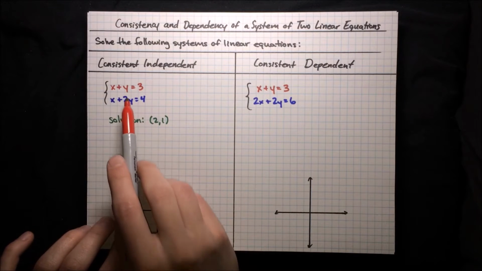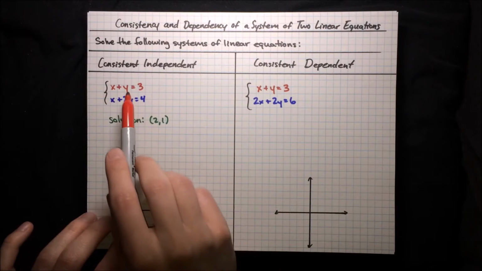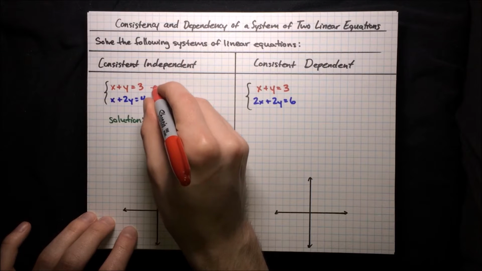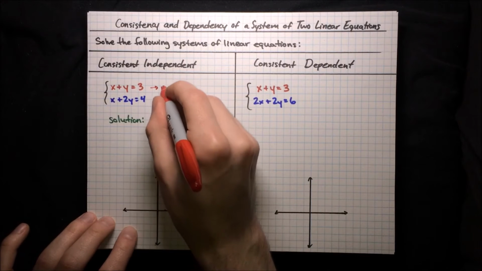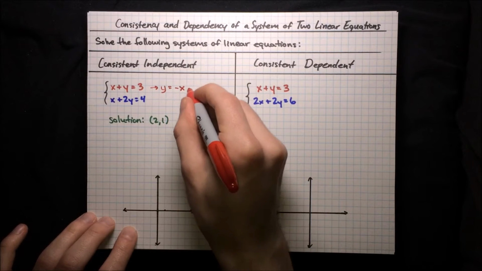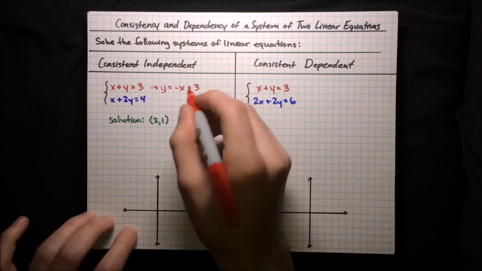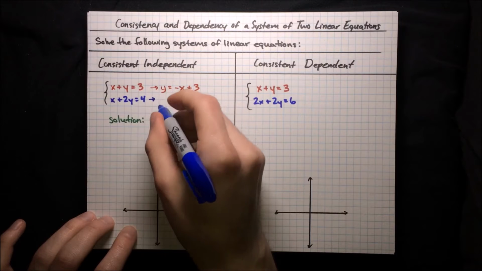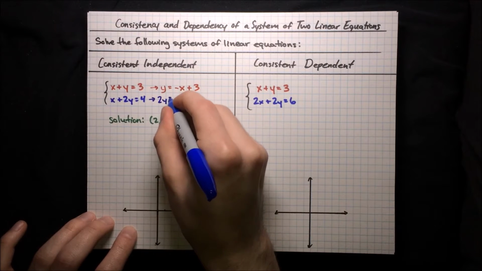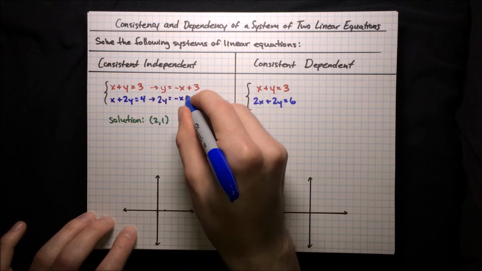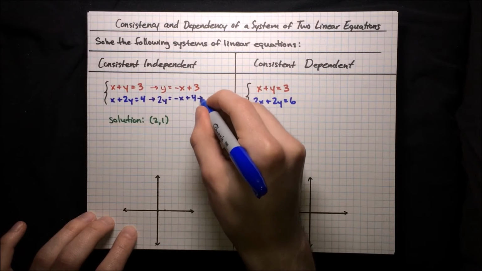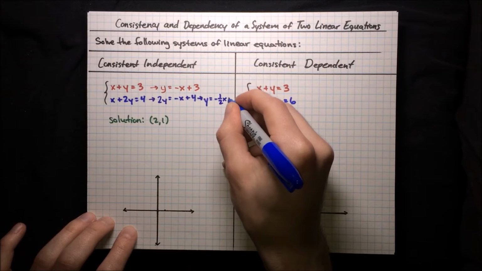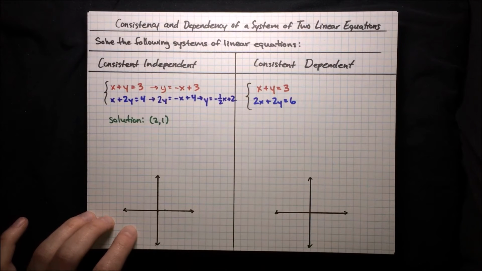So let's go ahead and plot these lines. To make it easy to plot, let's just convert the equations to slope-intercept form. So solve for y in both of them. So the first one becomes y equals negative x plus 3 if we subtract x from both sides. And then the second one, let's do this in two steps. First of all, we've got 2y equals negative x plus 4, and then that turns into y equals negative a half x plus 2 once we divide by that 2 there.